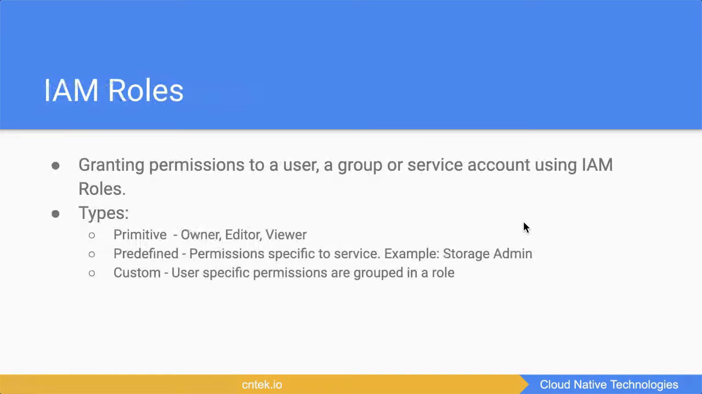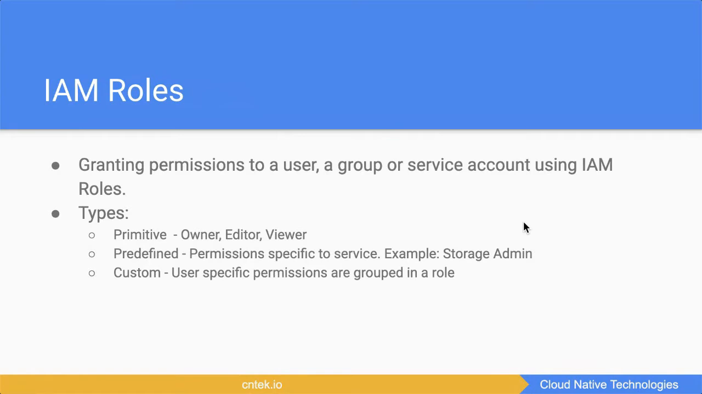Now, let's quickly see what IAM roles are. IAM roles are a group of permissions. It's a way to grant permissions to a user, a group, or a service account, where we define all the permissions in a role, and then those roles can be tied to a user, a group, or a service account.